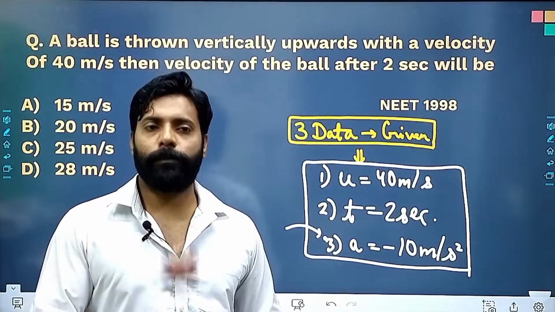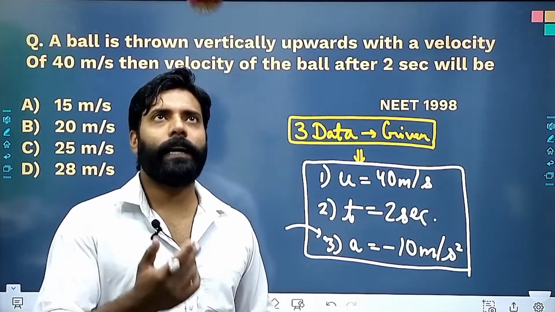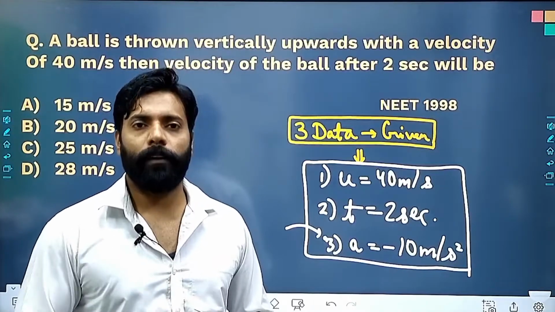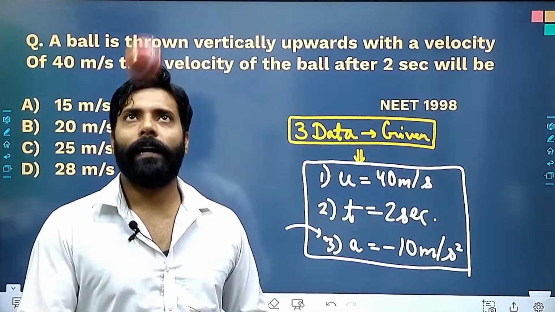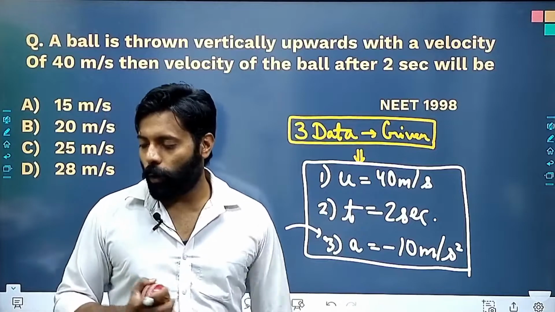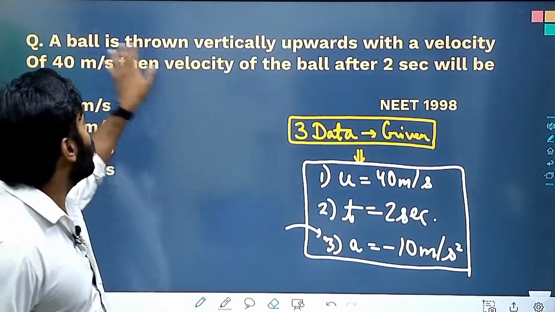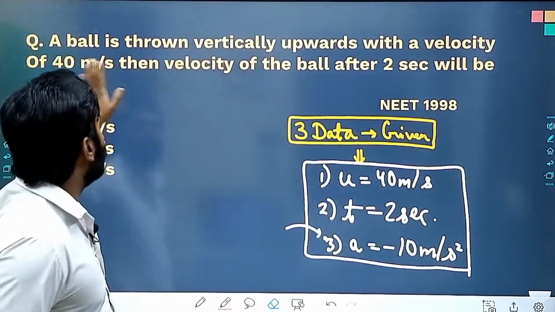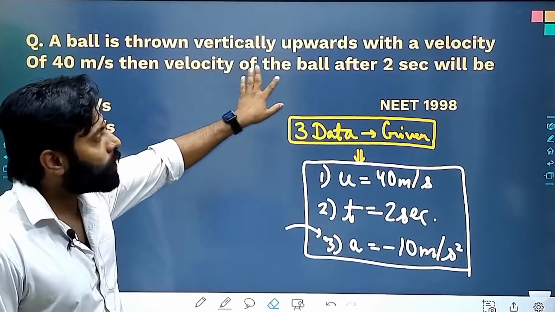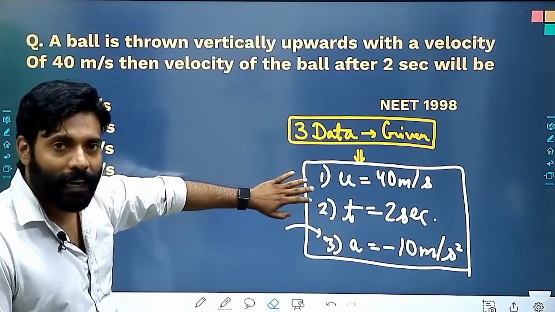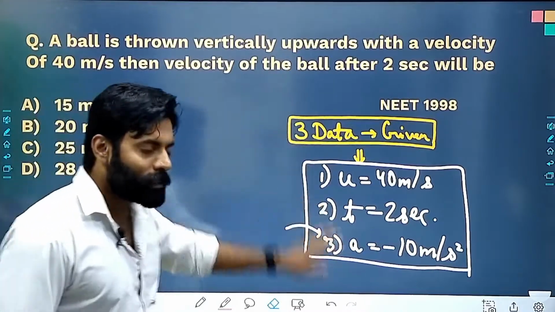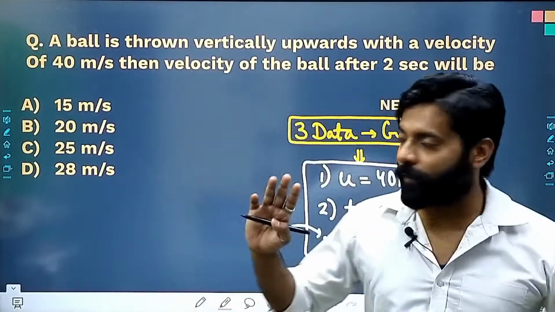When I'm throwing this ball upward, after 2 seconds, what will be the speed? I require some 3 data, right? So how will I get these 3 data? U is already given. A ball is thrown vertically upward with a velocity of 40 meters per second. Velocity of the ball after 2 seconds means the time is given, and acceleration is given. So these 3 data are given to us.